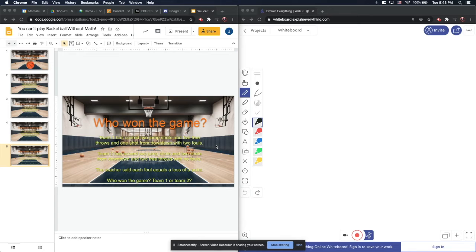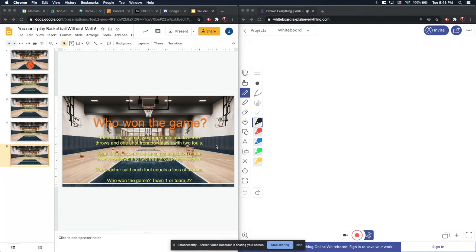Alrighty, so this is going to be the last question. And it is going to be who won the game. And the prompt is Team 1 has scored 2 jump shots, 5 free throws, and 1 shot from downtown with 2 fouls. Team 2 has scored 2 jump shots and 2 shots from downtown and 2 free throws with no fouls. The teacher said each foul equals a loss of a point. Who won the game, Team 1 or Team 2?